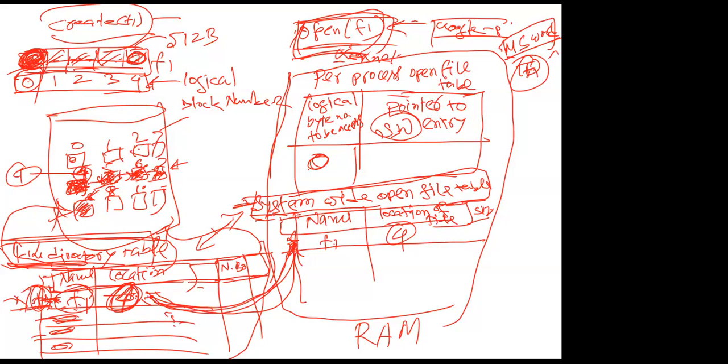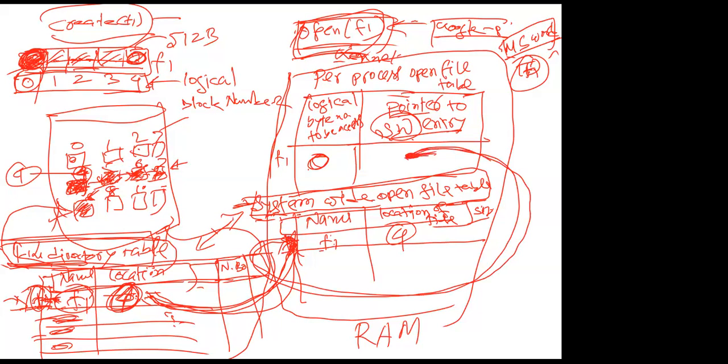Okay. And you open file F1, and then the system pointer points to the SW entry, the system-wide open file entry. So here is a pointer. It maintains where you actually opened this. It points to this place. This is a pointer pointing to where F1 is actually located in the system-wide open file table.